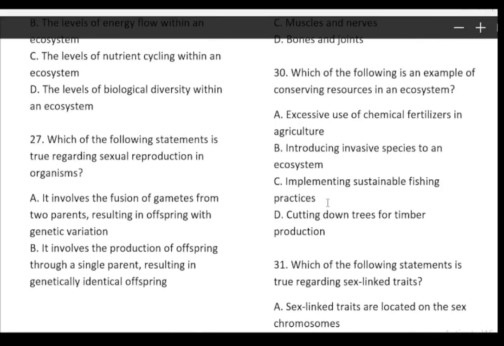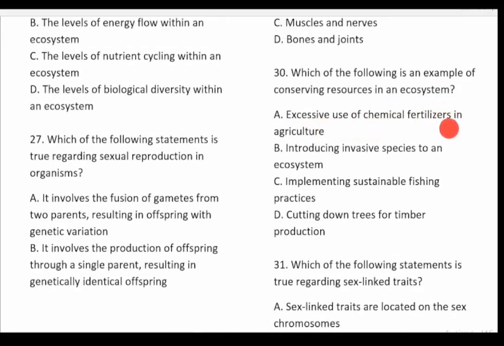Which of the following is an example of conserving resources in an ecosystem? A. Excessive use of chemical fertilizers in agriculture. B. Introducing invasive species to an ecosystem. C. Implementing sustainable fishing practices. And then D. Cutting down trees for timber production.